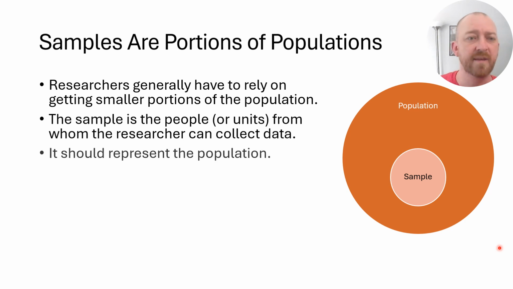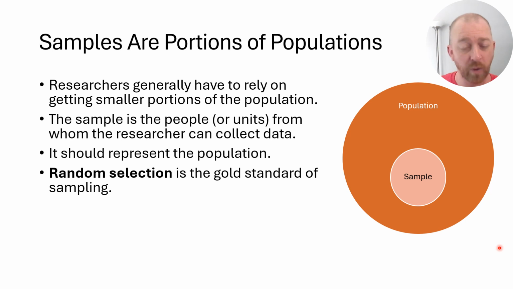So the sample is hopefully going to represent the entire population as well as possible, given the limitations of the sample size. The best way that we can do that is something called random selection. Random selection by definition is when everyone in the population has an equal chance of being in the sample. That's all that is, but it's so powerful.